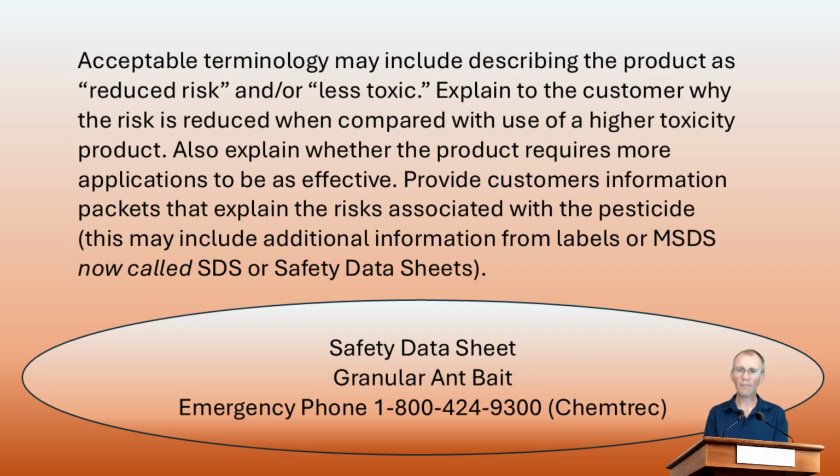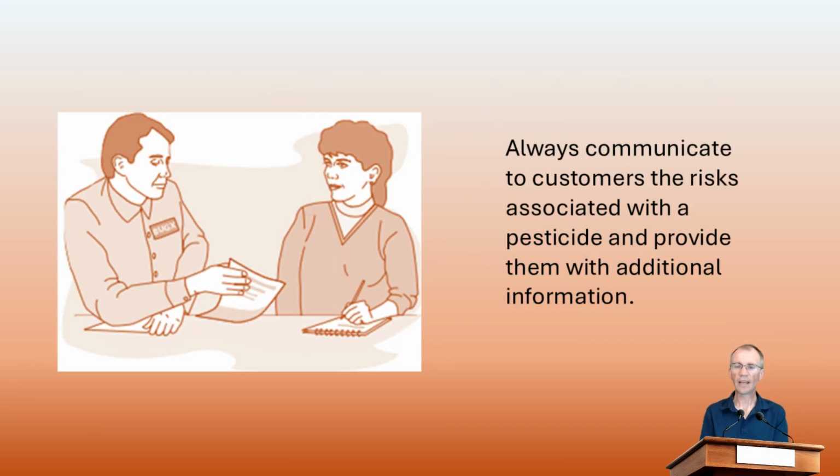Acceptable terminology may include describing the product as reduced risk and/or less toxic. Explain to the customer why the risk is reduced when compared with the use of a higher toxicity product. Also explain whether the product requires more applications to be as effective. Provide customers information packets that explain the risk associated with the pesticide. This may include additional information from labels or MSDS, now called SDS, or safety data sheets. Always communicate to customers the risk associated with a pesticide and provide them with additional information.